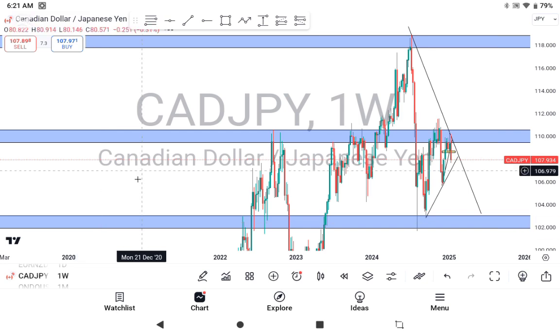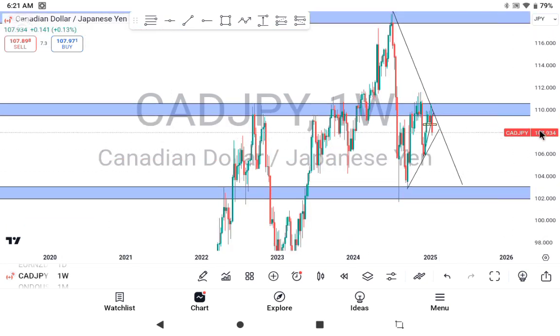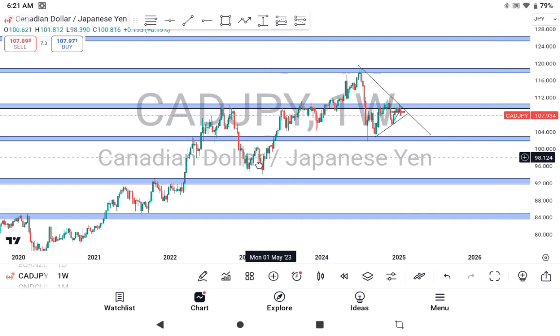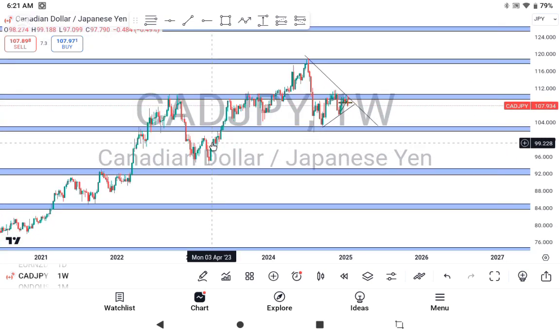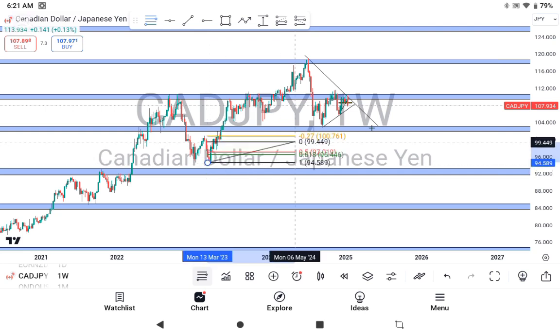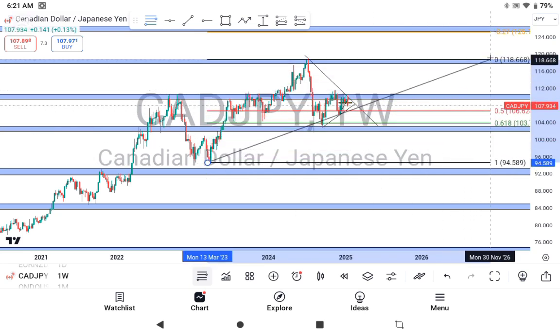Now on the weekly time frame, we can see that CAD JPY is on a bullish trend to the upside, and before it continues its bullish trend to the upside, we expect CAD JPY to retrace to a certain level. We use the Fibonacci from the point of the swing low right here to the swing high to see the next Fibonacci level target.